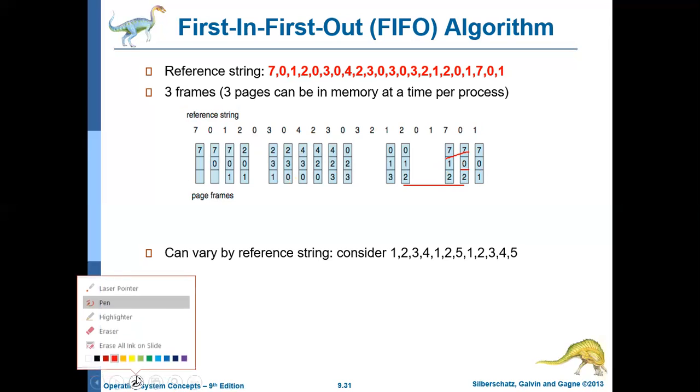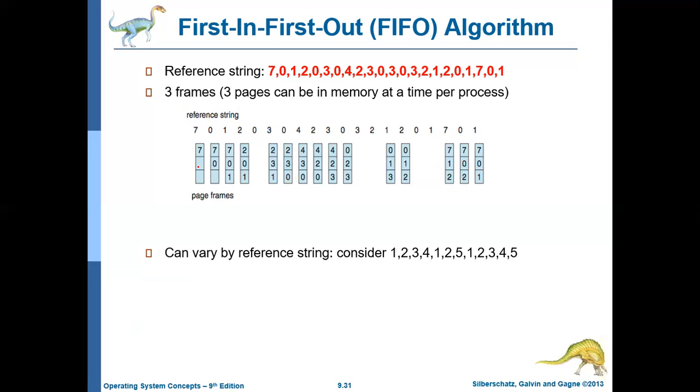So how many page faults are there? You can count these are the page faults: 1 2 3 4 5 6 7 8 9 10 11 12 13 14 15. So this algorithm is creating 15 page faults, okay. So the number of page faults will vary with the different string.